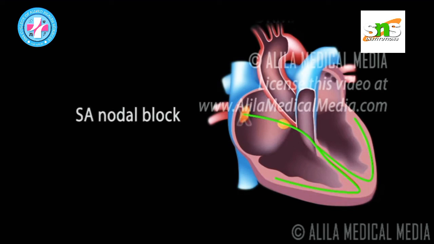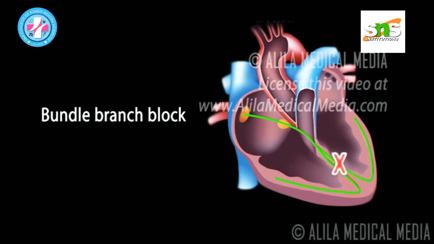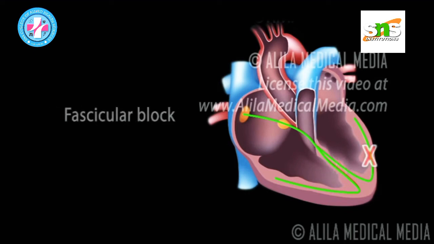SA nodal block or SA block, blockage within the SA node. AV nodal block or AV block, blockage at the level of the AV node. Intrahisian block, blockage within the bundle of His. Bundle branch block, blockage within left or right bundle branches. Fascicular block, blockage within the fascicles.